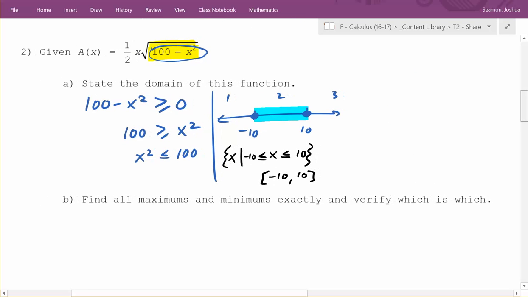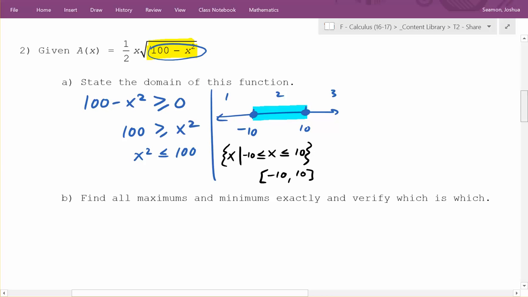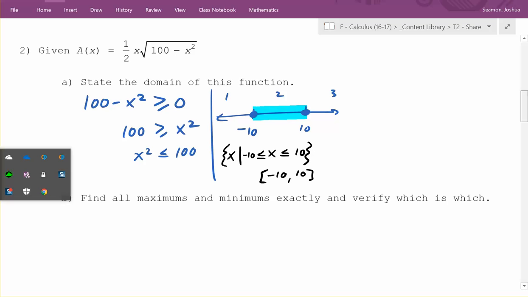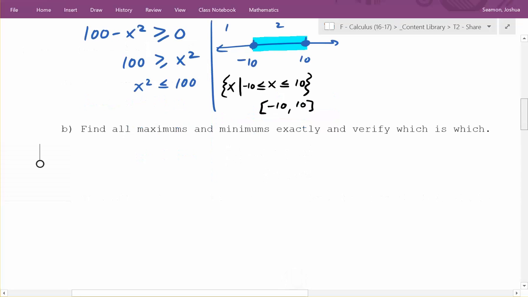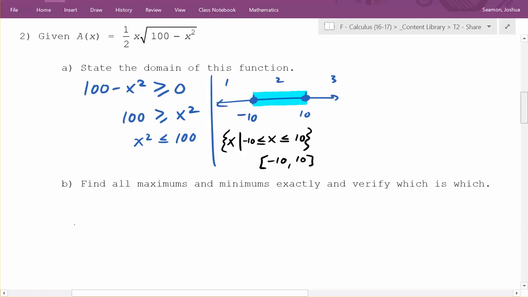So what does B ask you to do? Find all maximum and minimums exactly and verify which is which. Now what do you have to do? We're back into the land of what? In calculus, yeah. So find me the derivative of that function right now, everybody. Find me the derivative. Yes. You have to use the product rule.